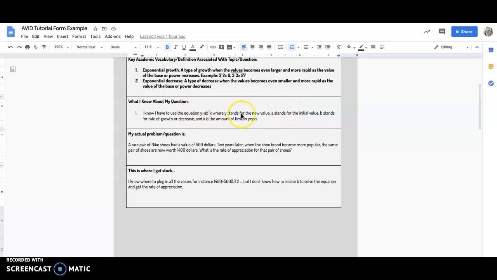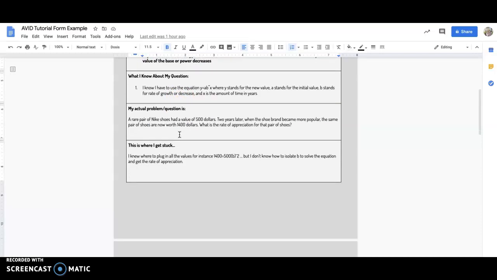And I know that A stands for this and B stands for that. So he gave a lot of detail on what he knows about his question. Then he gave the actual question straight out of the book or straight out of the worksheet or straight off of the online forum that he got his question from. Okay, so it's word for word the question that you're having a hard time with.